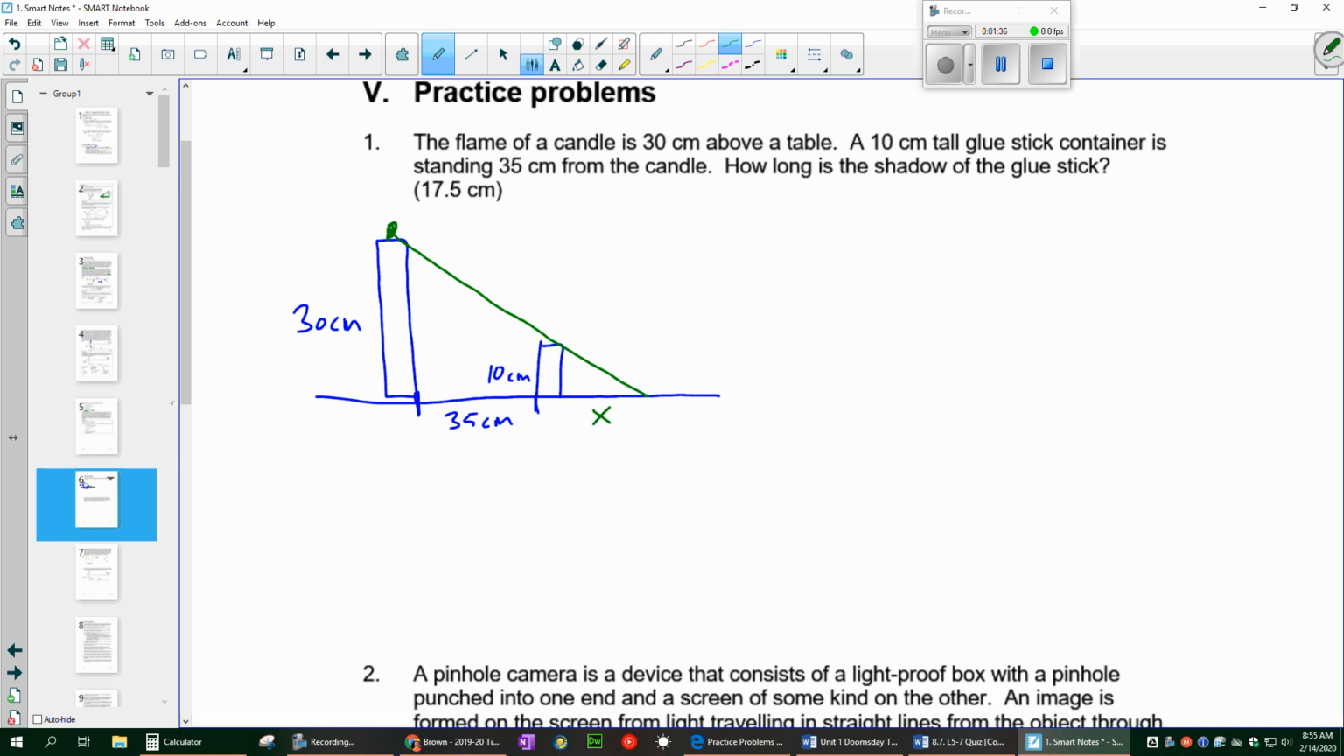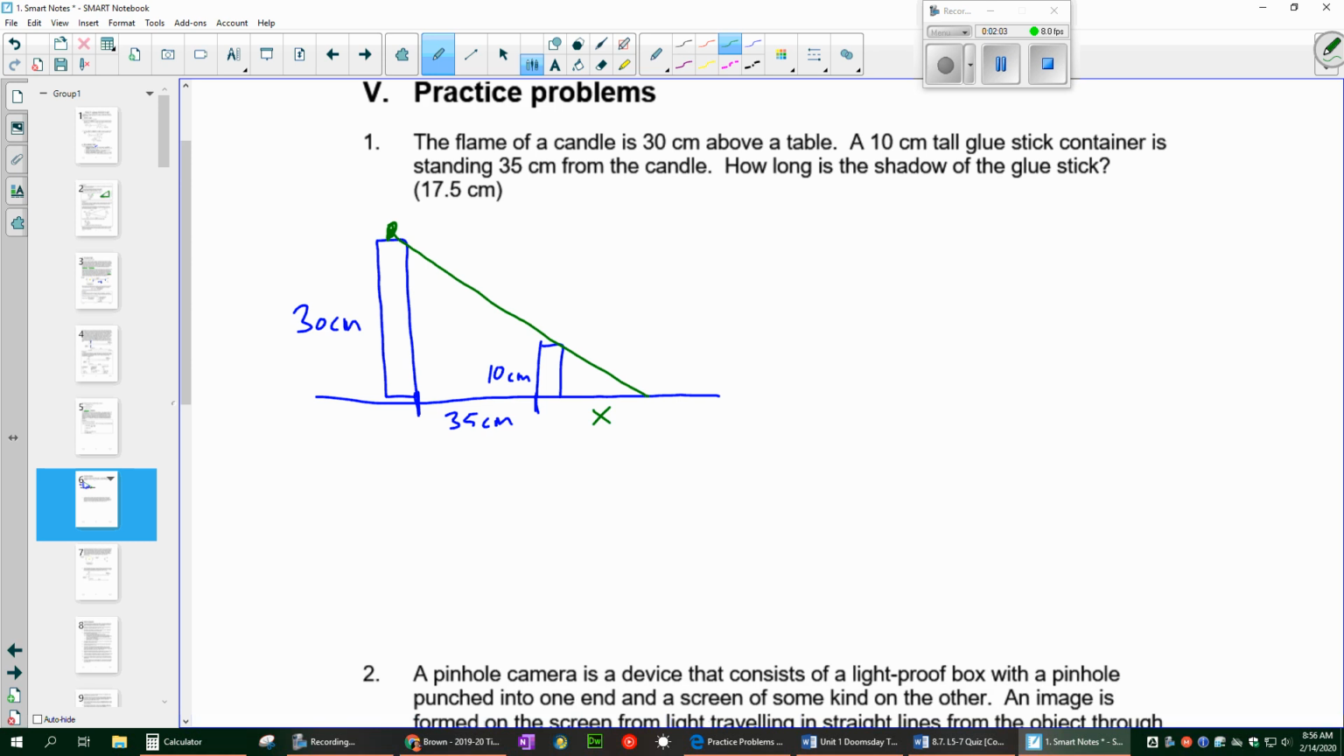We're going to have to find the total length. If you look at the entire big triangle, we have to find the entire length, then we can subtract 35 to find that x. Okay. See what you're saying? Yep. Because we need to find the little green arrow from the glue stick to the floor, right? Or no, that's what we're looking for, x. Oh yeah, so we need to find something else first.